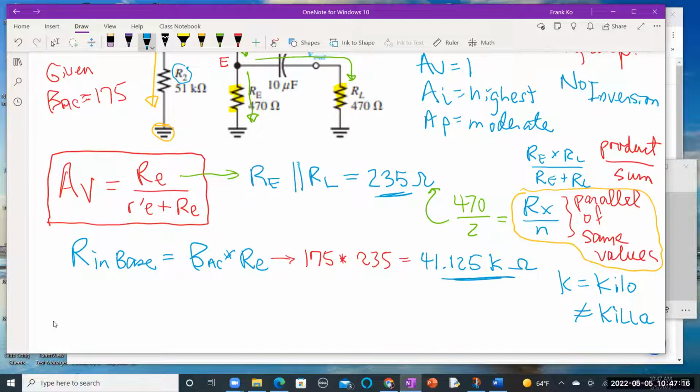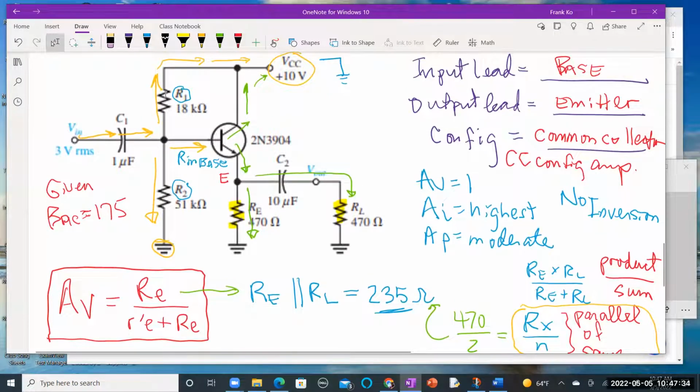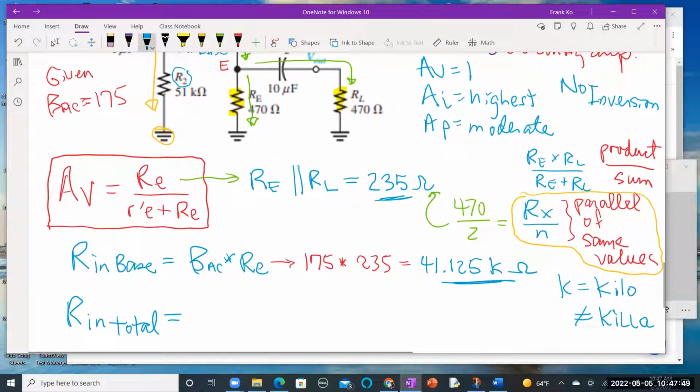Okay, that's an important number. Now, the next thing is we're going to need to know how much input total. In total, you have 3 different paths that the current is splitting. You see the yellow arrows on the left. Part of it goes up, part of it goes down, part of it goes into the R in base. So you have 3 different paths for current that are all in parallel with each other. And this works out very simply as R1 parallel with R2 parallel with your R in base.